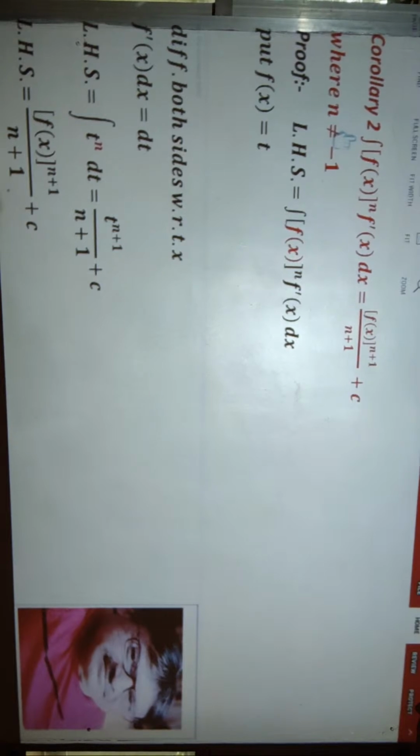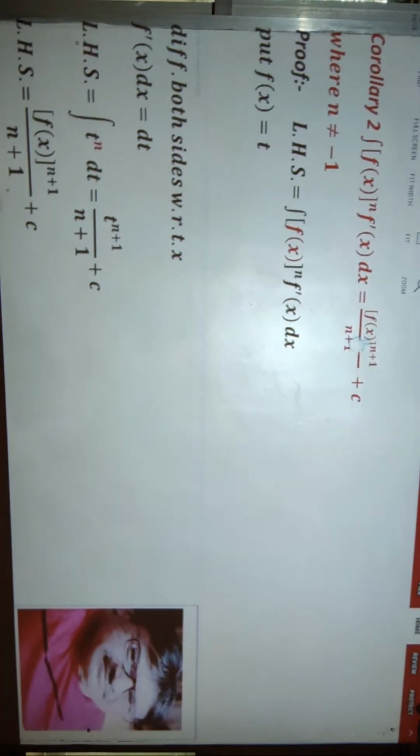Here, the integration of f of x to the power n into f dash of x into dx is equal to f of x to the power n plus 1 upon n plus 1 plus c. That is, the LHS is given, and from this LHS we prove the RHS, that is f of x to the power n plus 1 upon n plus 1 plus c. First we write, here it is given that n is not equal to minus 1.